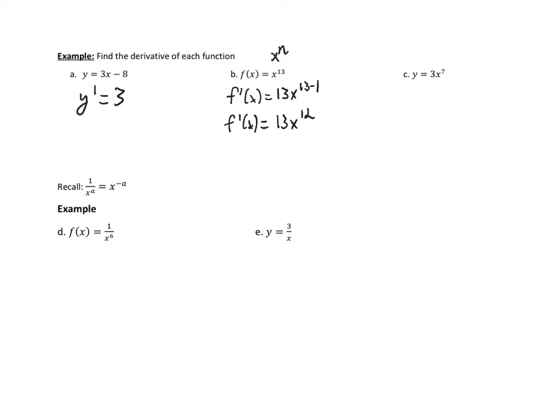For C, we have 3 times some x to the 7th. That is a constant times a function. So we're going to say y prime would equal 3 times the derivative of x to the 7th, which would be 7x to the 7 minus 1. So simplifying that, y prime will equal 21x to the 6th.